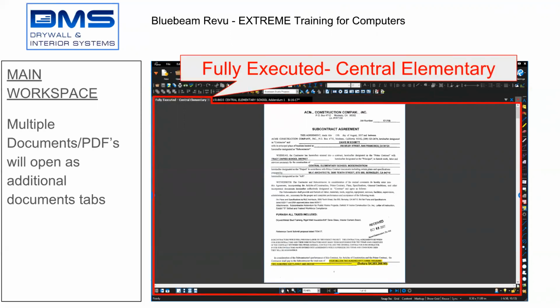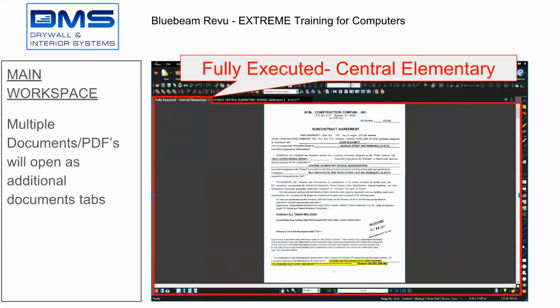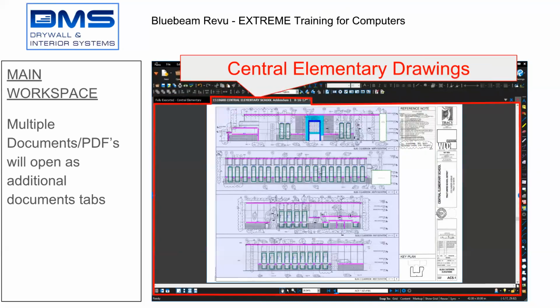For this example, I have 2 documents open. If you want to open multiple documents, in this case, you can see I have a fully executed contract for Central Elementary School, and if you look up, you'll see that there's one tab for that. And then there's another tab for the Central Elementary School drawings. Okay, can everybody see that? There's a tab there and a tab there, and that's how you can navigate your PDFs. If you want your PDFs to open up in a different window, that's possible, and you would change that in your preferences, and we can talk about that offline.